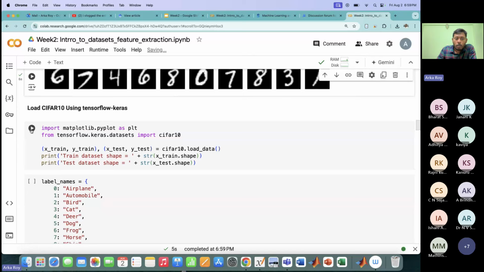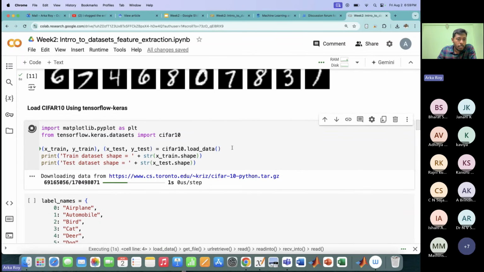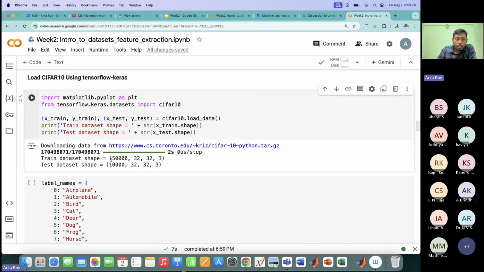Similarly, if I have to load the CIFAR10 dataset, I can use the CIFAR10.load_data function to load the data using TensorFlow. Over here also you can see that this is a standard dataset. Irrespective of whether you are using PyTorch or TensorFlow, you'll see the data distribution is the same because this is a standard dataset. The training dataset has 50,000 images of shape 32 by 32 by 3, and the testing set has 10,000 images, also of shape 32 by 32 by 3.